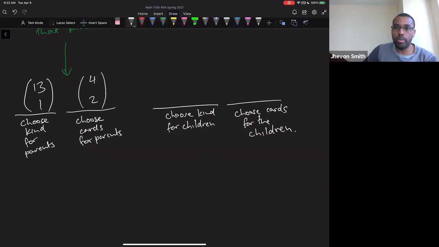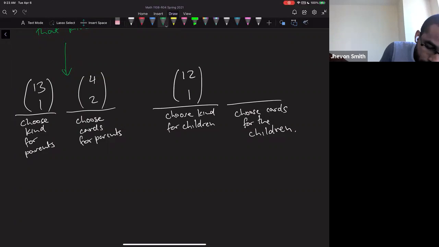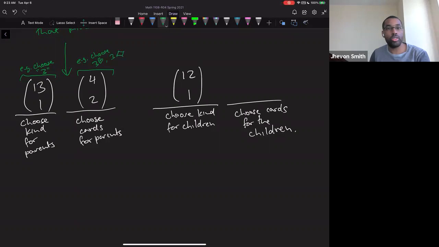Now, when you move on to the children, you can't choose the same kind you chose before. So I have to choose a different kind. There were 13 kinds, I chose one, which means there are now 12 kinds that I could choose. So out of the 12 remaining kinds, I will choose one. Okay, so that's like me choosing the queen, right? So in this example, choose three. And here it's like, for example, choose the three of hearts specifically and the three of diamonds specifically. Right, there are two possible choices.